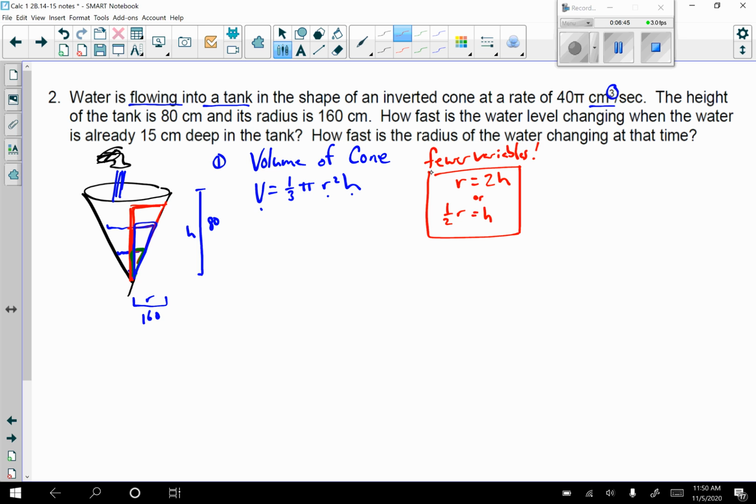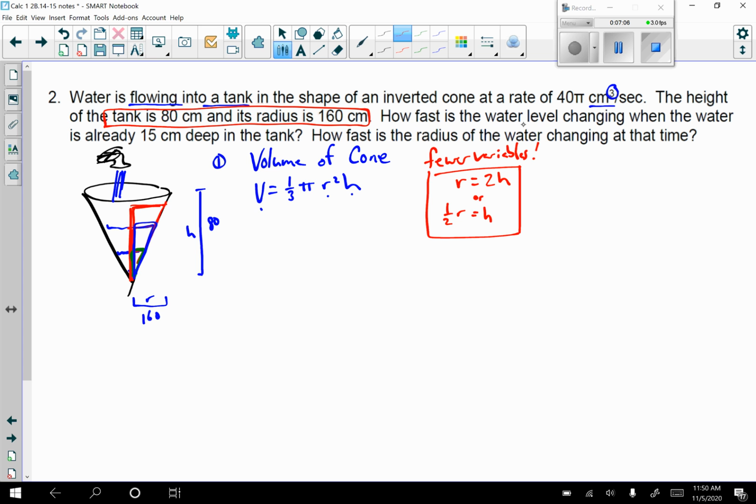So they're going to tell you something. Here they told us the actual dimensions of the cone that's holding the water, so that's our ratio. They might just come out and tell you, the radius is 5 times the height. Well, then you can write your little equation. We're going to substitute that in. But since we have 2 different options here, look through the rest of the problem.